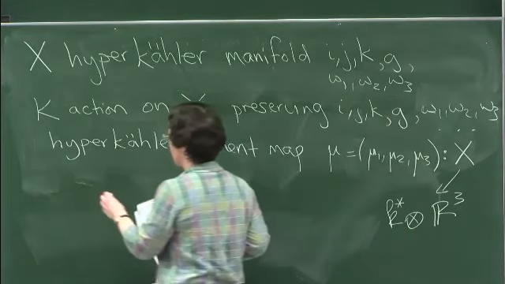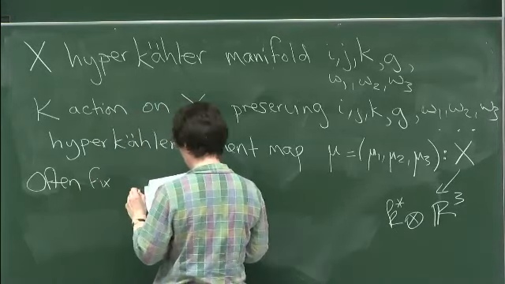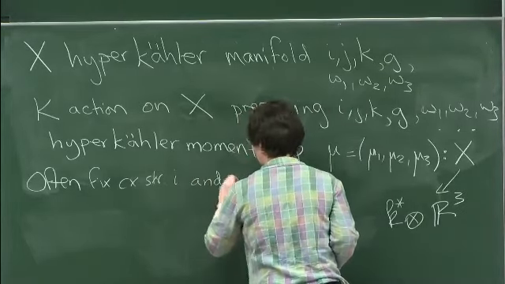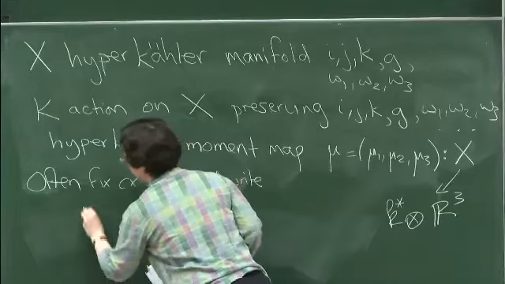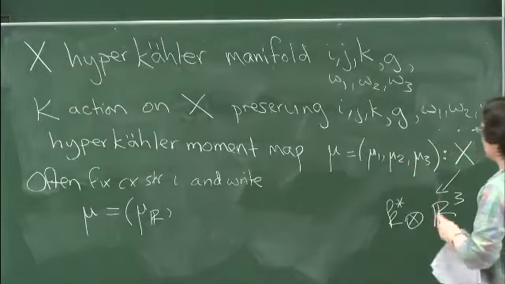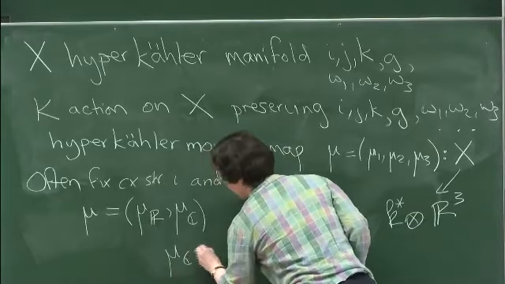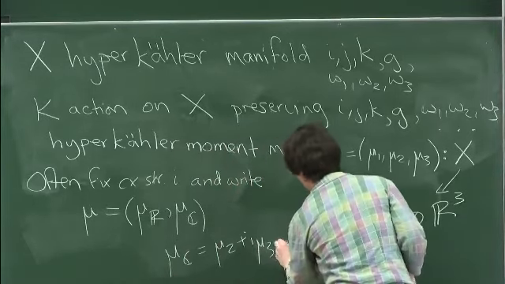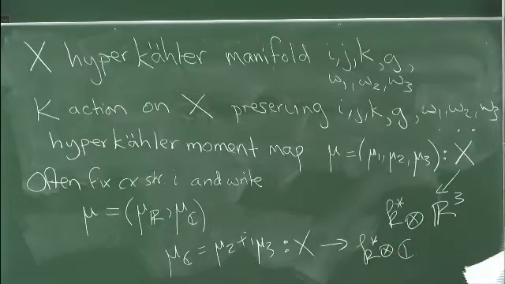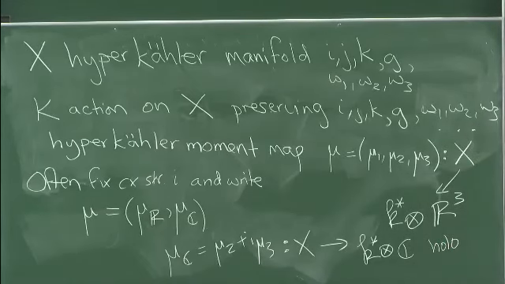And then often I'll want to fix one particular complex structure, say I, and then we can write the Hyperkähler moment map as the real moment map, which is mu1, and then the complex moment map, where the complex moment map is mu2 plus i mu3, going from X to the Lie algebra of K tensored over R with C, and it turns out that this will then be holomorphic with respect to this particular complex structure I.